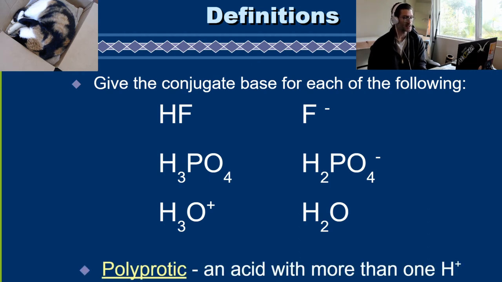Polyprotic. So this middle one, phosphoric acid, has more than one hydrogen ion. We call those things polyprotic because they have more than one proton.